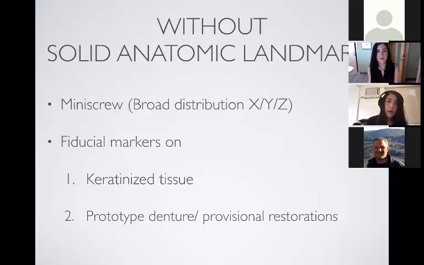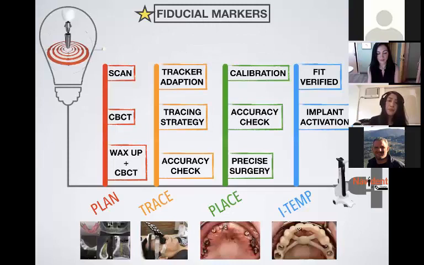You can add on your fiducial markers where your case has a pretty good band of keratinized tissue. Or you can create a prototype, the provisional restorations, overlaying on some of your teeth which are slightly mobile, but you splint them together, or place the fiducial markers on your denture, but it has to have a better tissue adaptation.